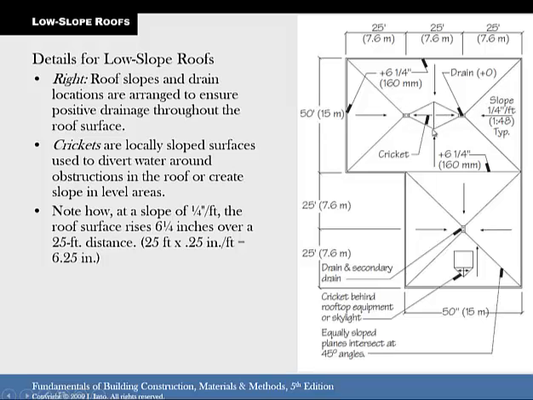A cricket is where you build up just to make some slope there, and I'll just draw this here. So that roof is going down to that drain there, and then there's another drain right here, if we're looking at a section. So this is flat if you didn't put that cricket in there. So if you put that cricket in there, you're making a little hill there that's going to allow the water to go like that.